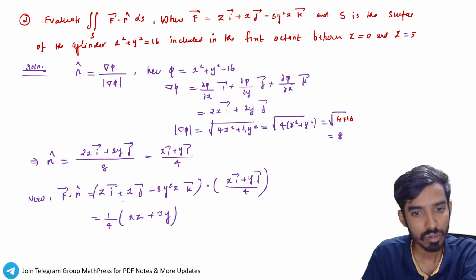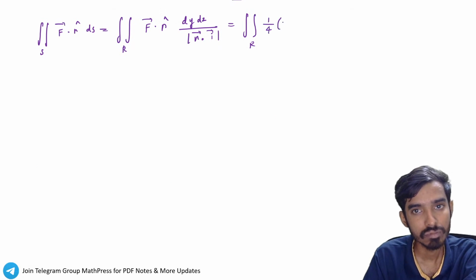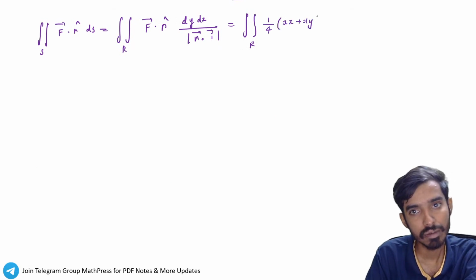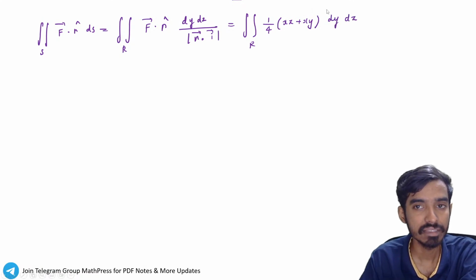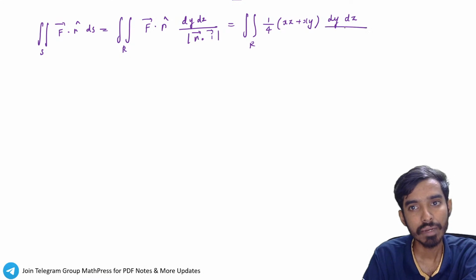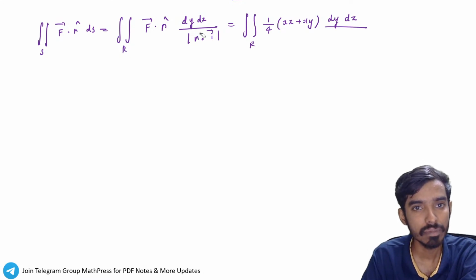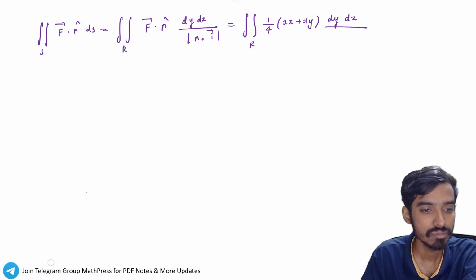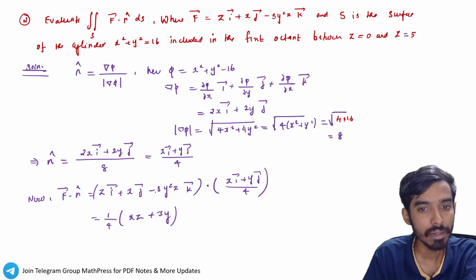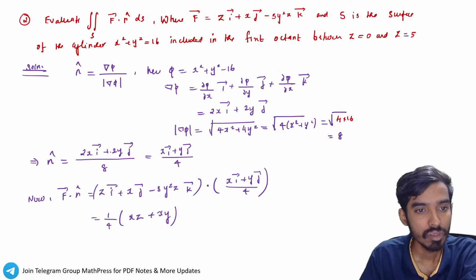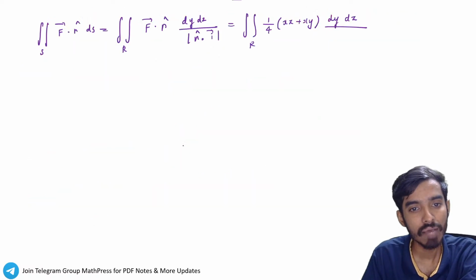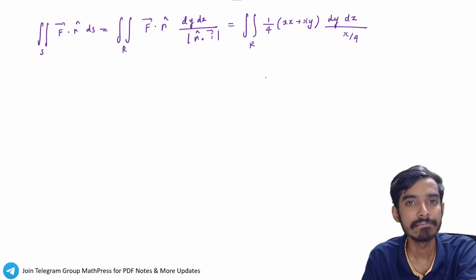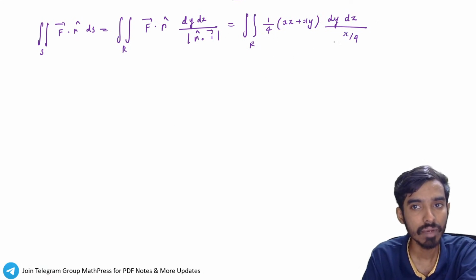So 1 by 4 xz plus xy dy dz, right? Divided by n cap dot i. So this is n cap. If you make a dot product with i vector, you will have x by 4, right? Is it clear? Make a dot product with n cap, we will have this to be x by 4.